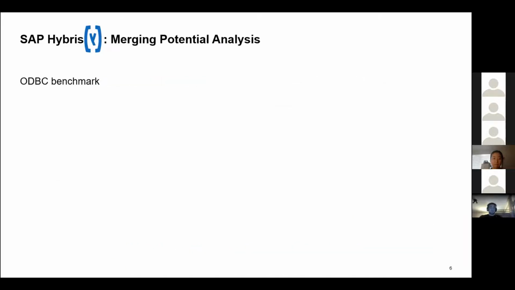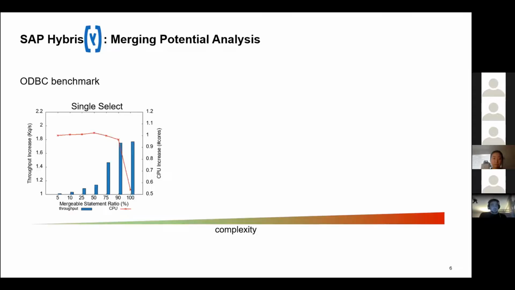Regarding the second hypothesis, we executed some ODBC benchmarks. So we have 300 clients that in a loop execute the same query to the database. And first of all, we took a very simple key lookup query and merged only a certain percentage of all incoming queries. And that percentage is reflected on the x-axis of the plot.